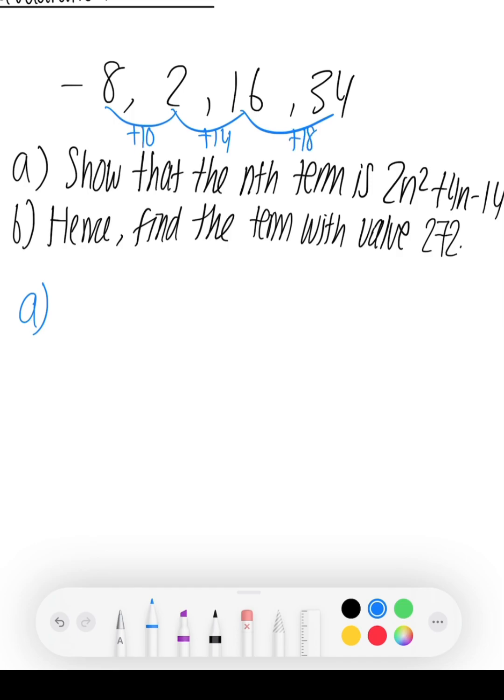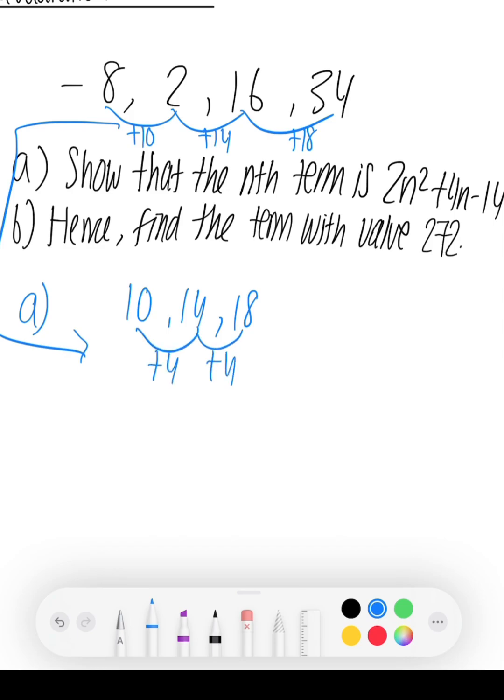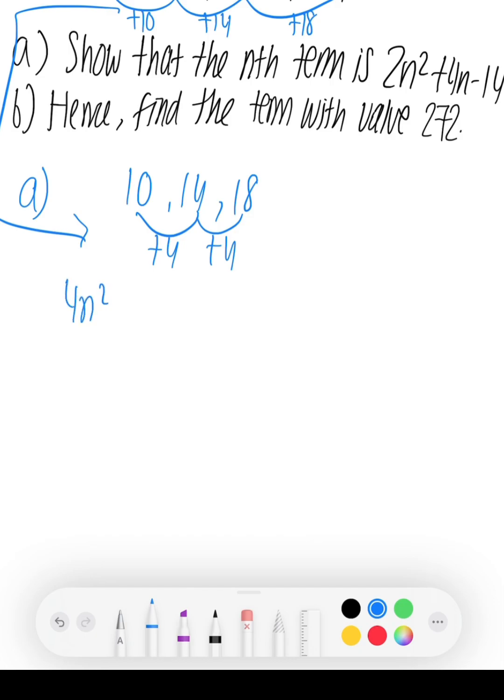We still haven't got the common difference, so let's just take it back down here. And we've got 10, 14 and 18. Now what are the differences? We've got a difference of plus 4 and a plus 4. That means we've got 4n squared, and we should just divide that by 2. 4 divided by 2 is 2, and we've got the n squared, so 2n squared.